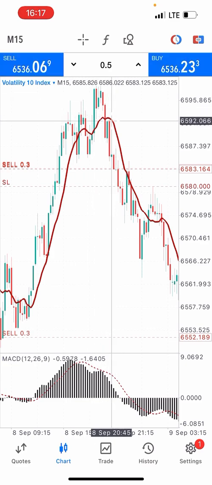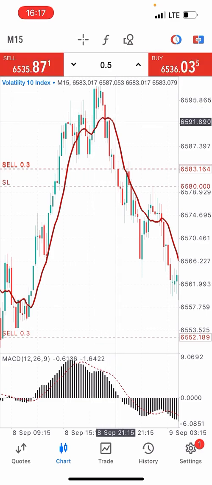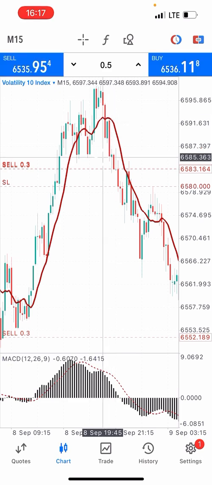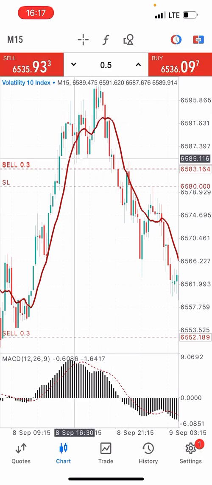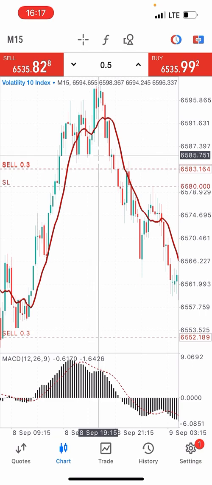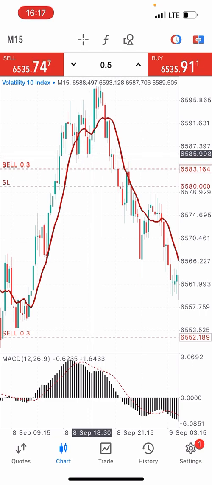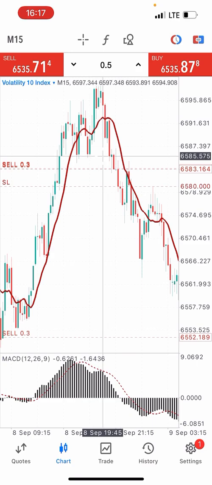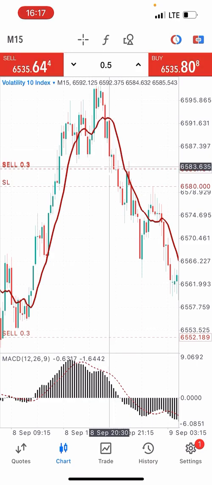You should wait for the red moving average to actually be pointing down, and make sure you add your price action strategy, so that in my case I used the support level right here and waited for the break of the support level. After the break of the support level, I was confident enough to take this sell.